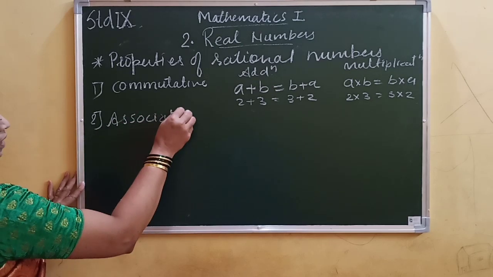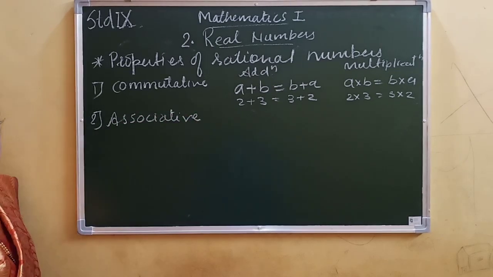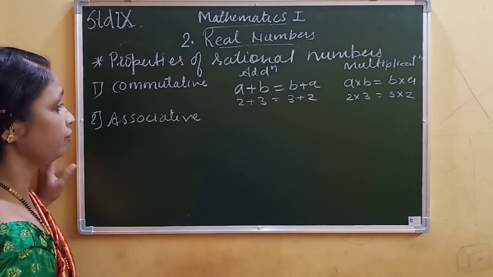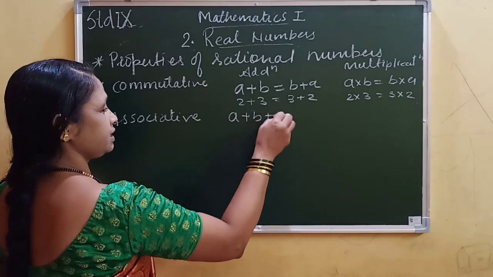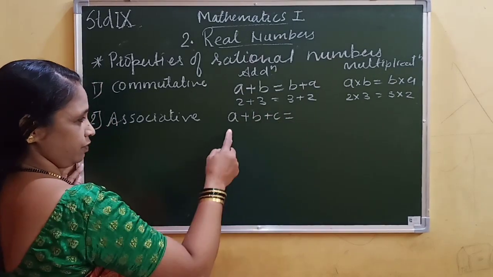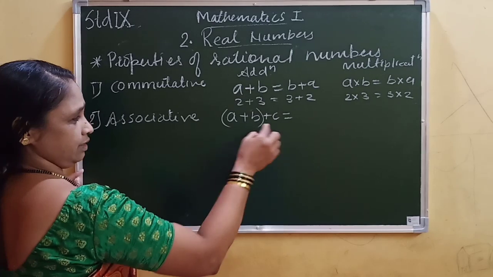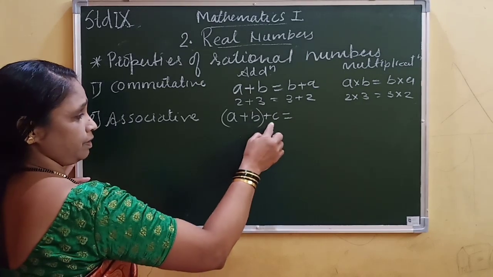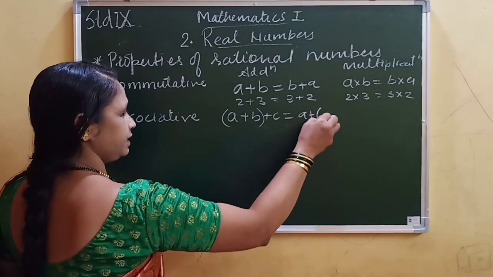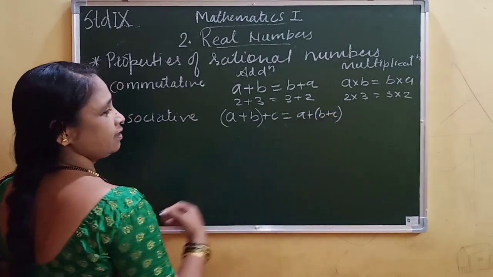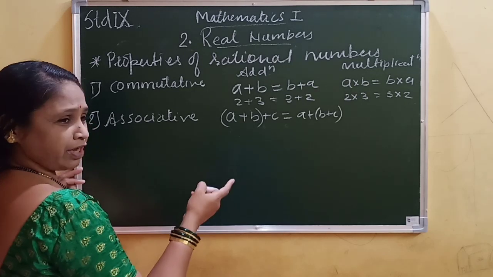Now in the associative property of addition, what does it tell? We have three terms, a plus b plus c. If we add a plus b first and then c, it is equal to keeping a as it is and adding b plus c. The same we are going to get.